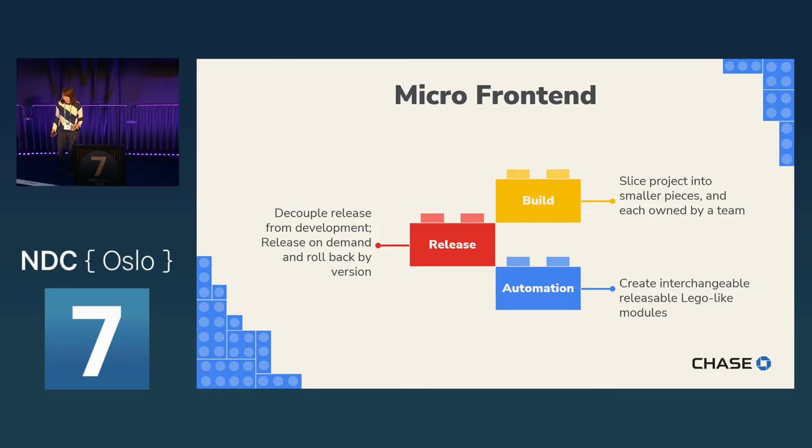So micro frontend is slicing the project into smaller packages, where each module is interchangeable, like you can use them as a Lego-like package, like a library. This allows us to decouple release from development. That means by the end of this project, we want to be able to release on demand, and we can also roll back versions as well.